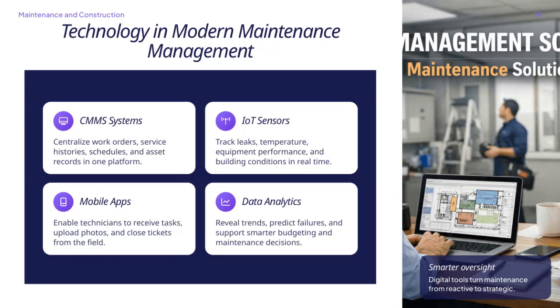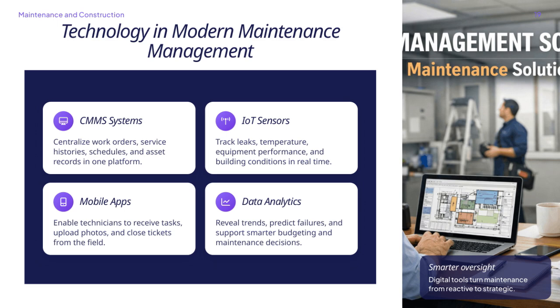Here we see how different technologies come together to transform maintenance management. First, CMMS systems are crucial because they centralize all work orders, service histories, schedules, and asset records in one easily accessible platform. This centralization streamlines communication and helps avoid lost or duplicated tasks. Next, IoT sensors play a major role by continuously tracking leaks, temperature, equipment performance, and overall building conditions in real time. This immediate data allows for quick responses before small issues become costly problems.